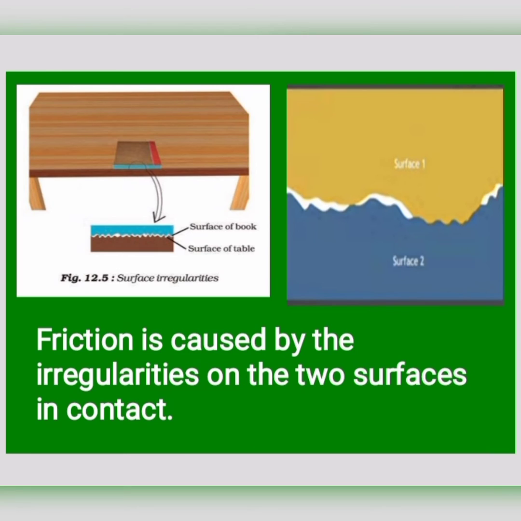So, what is the cause of friction? Friction is caused by the irregularities on the two surfaces in contact. Even those surfaces which appear very smooth have a large number of minute irregularities as shown in figure 2. There is surface 1 and surface 2, which has some irregularities.